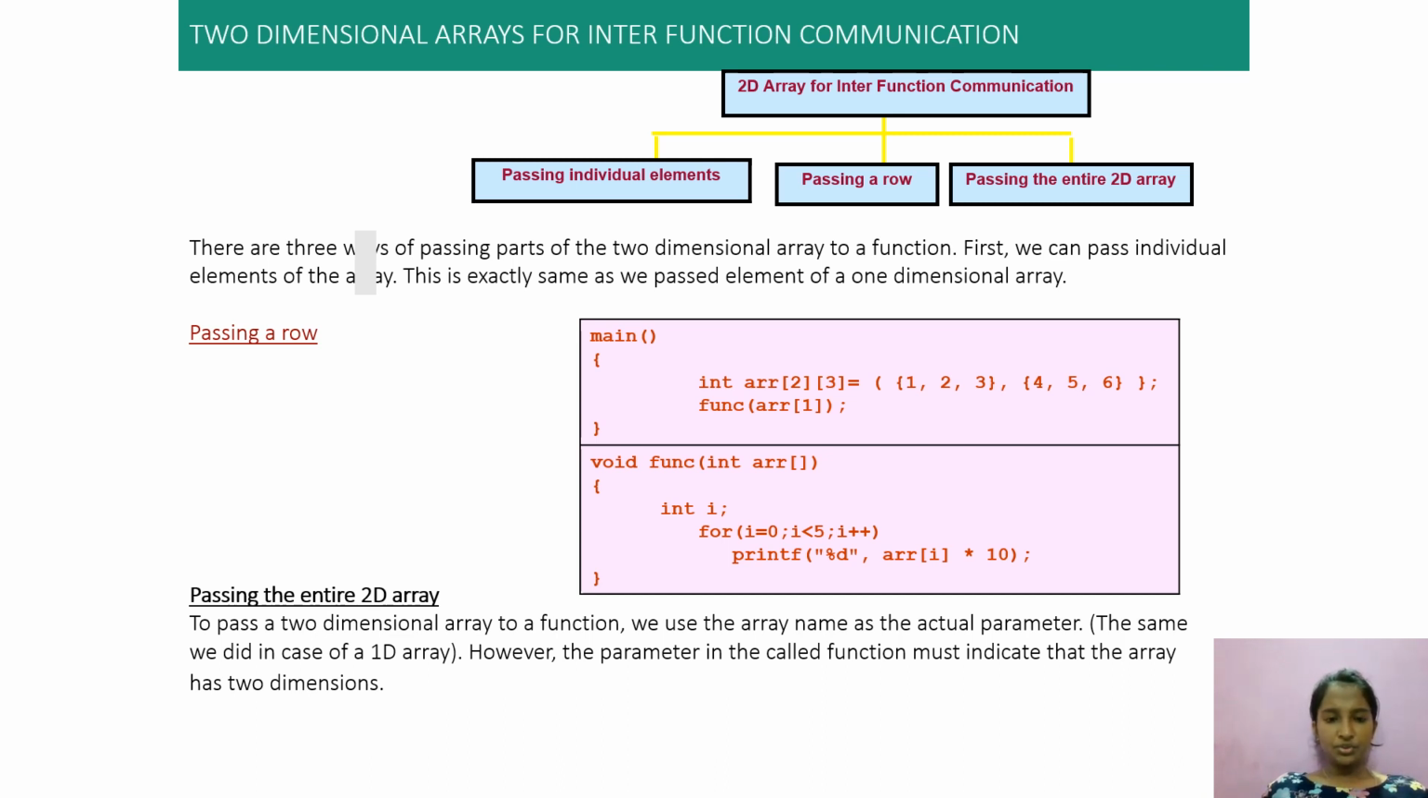To pass a two-dimensional array to the function, we use the array name as the actual parameter, the same as we did in the case of the one-dimensional array. However, the parameter in the called function must indicate that the array has two dimensions.